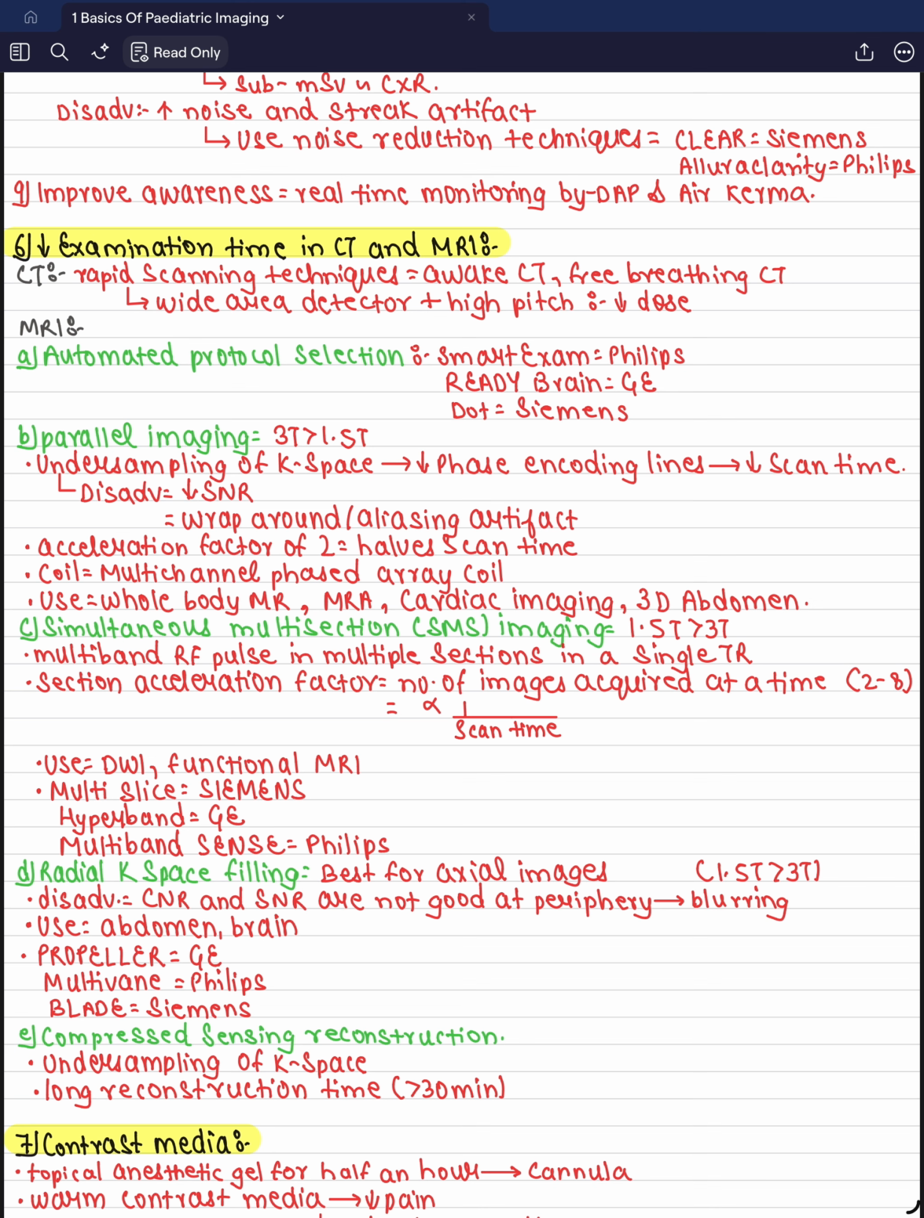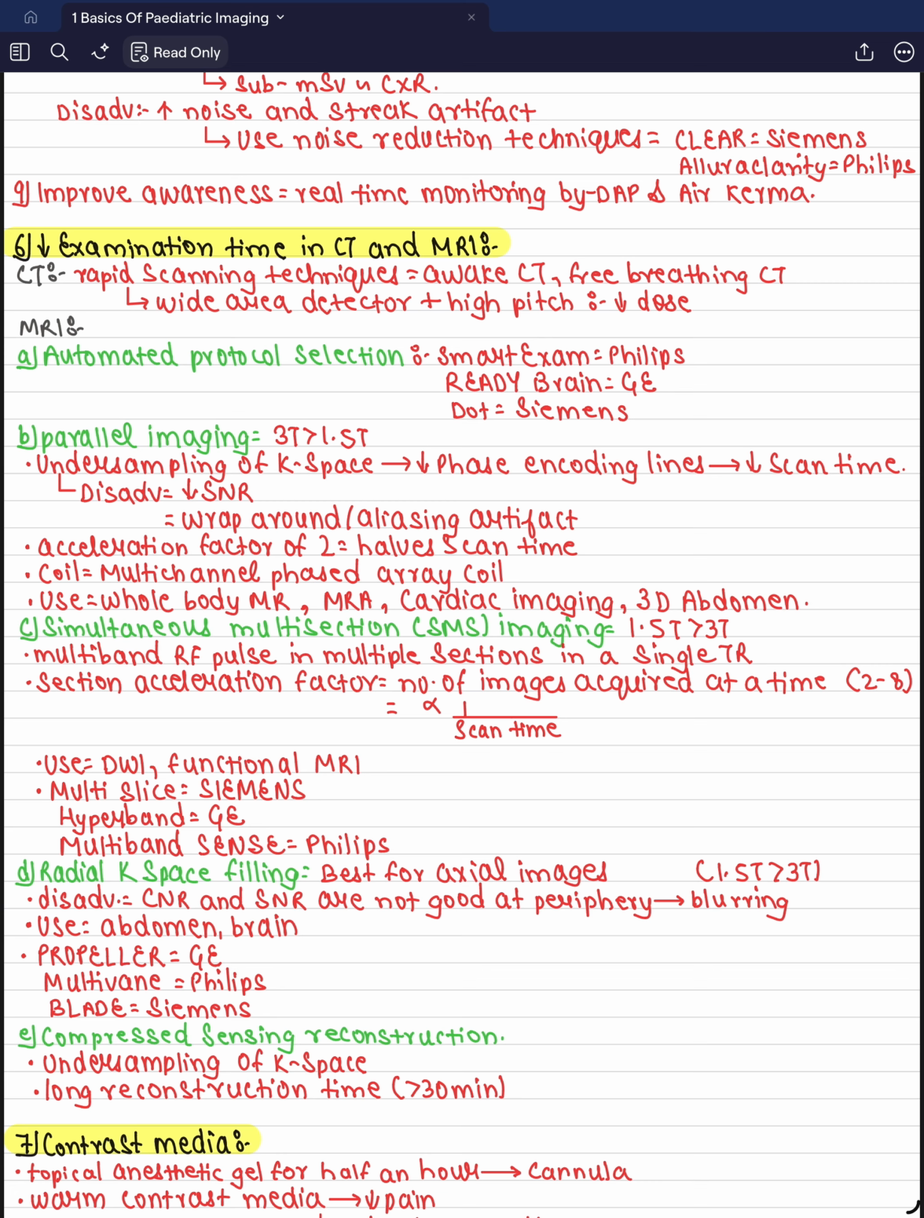Next, you can take simultaneous multi-section (SMS) imaging. It means simultaneously you are taking multiple sections in MRI. This is better for 1.5 Tesla as compared to 3 Tesla. So how do you do it? You will give a multi-band RF pulse. You will give an RF pulse in multiple sections in a single TR.